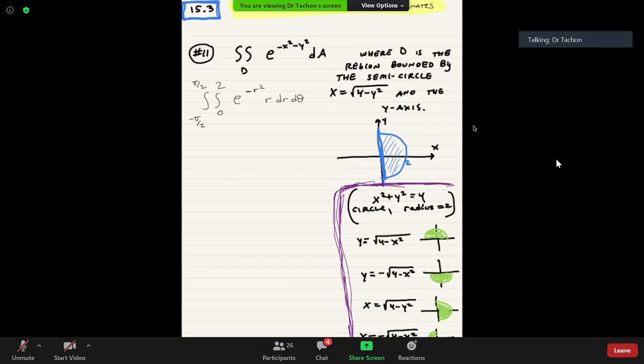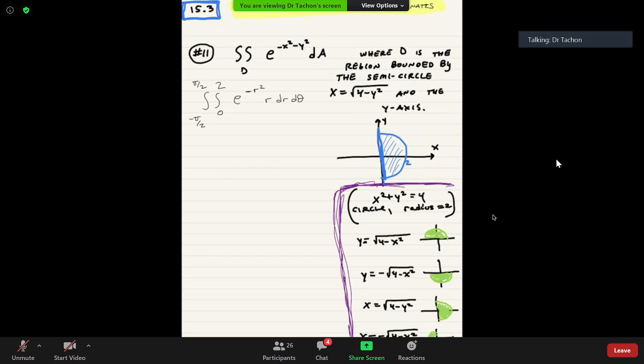All right, questions on the setup. Okay, so questions on the setup. You're good with the setup. So let's go ahead and evaluate this. Okay, I hope I have enough space because I did our little pre-calc unit there. So let's go ahead and evaluate this. So how would we evaluate this?